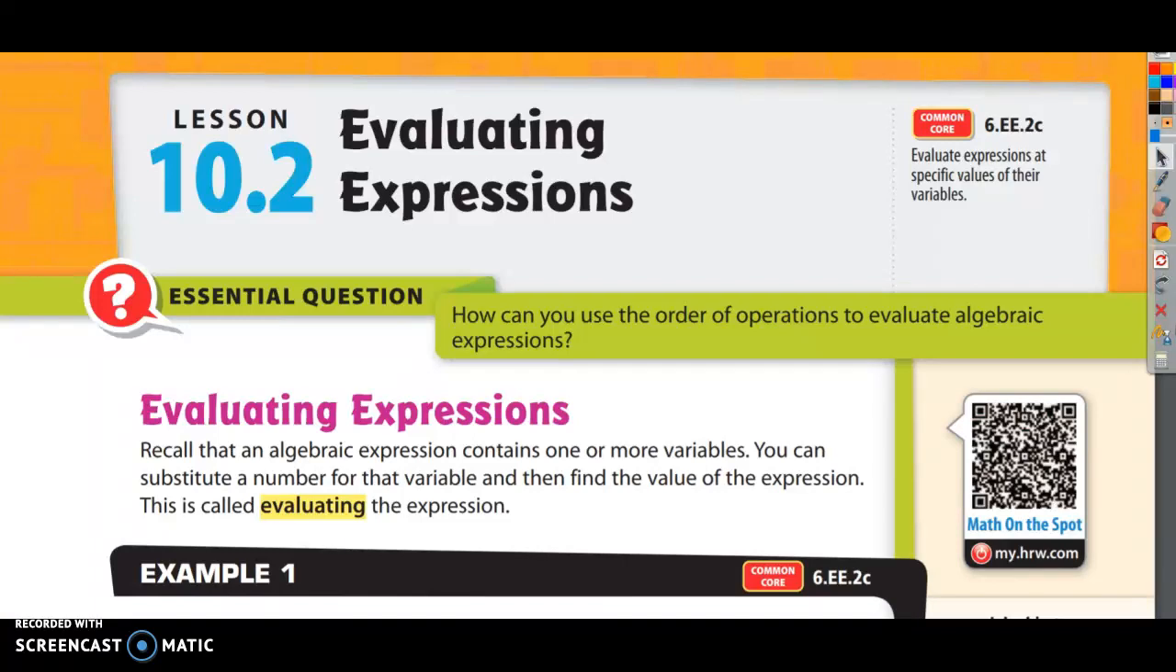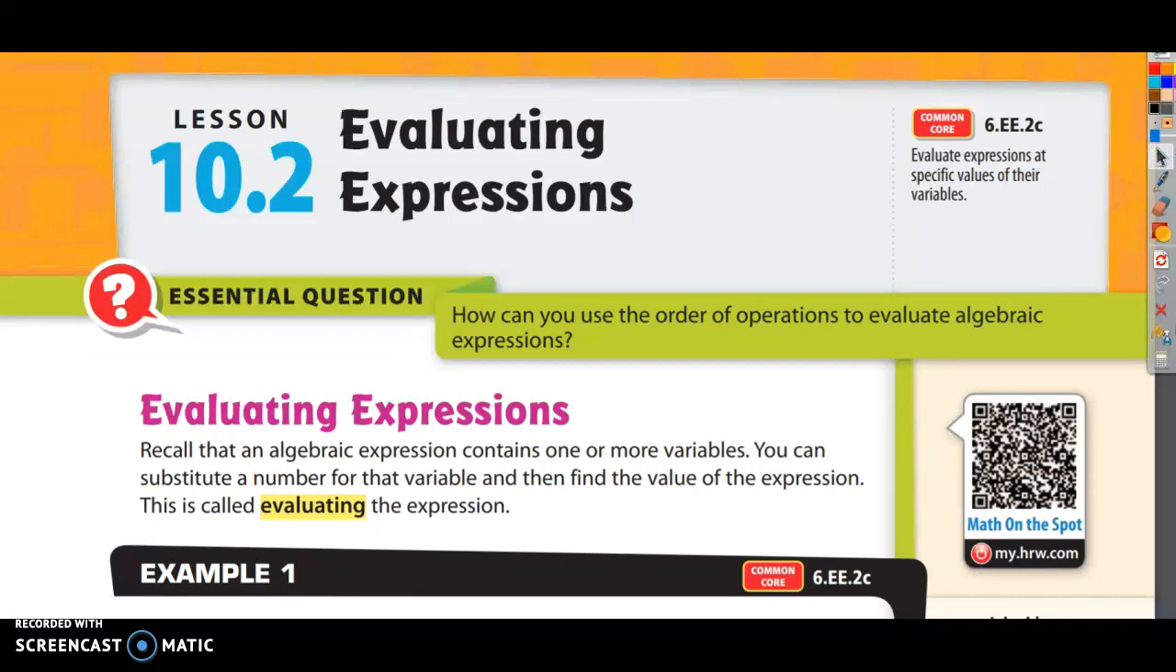This is lesson 10.2, Evaluating Expressions. This is page 269. This first page has a lot of learning on it, but there are no actual problems. So this video will cover page 269, and then go on to the beginning of page 270, where we'll solve a few problems.